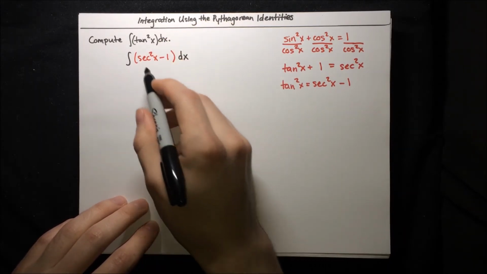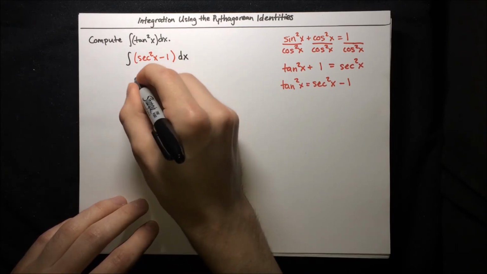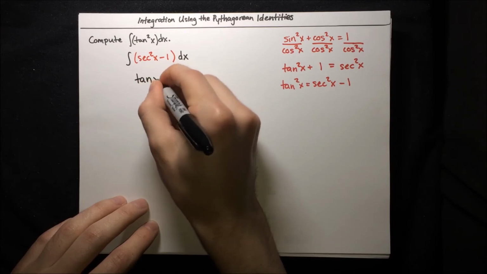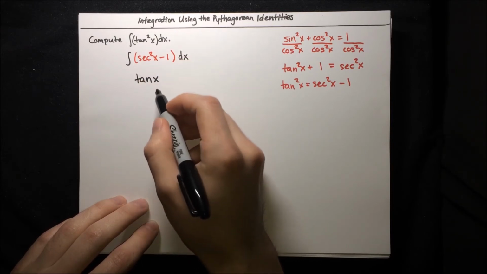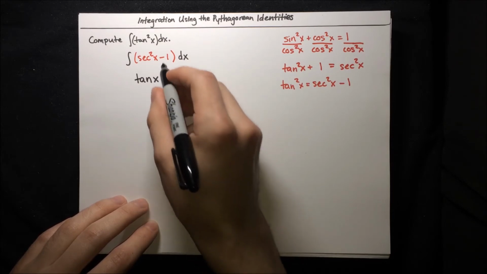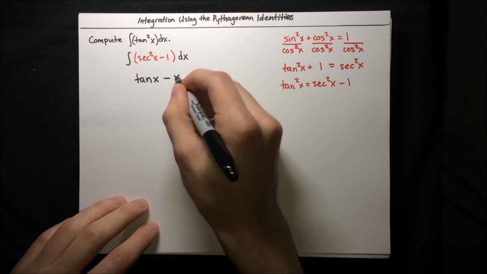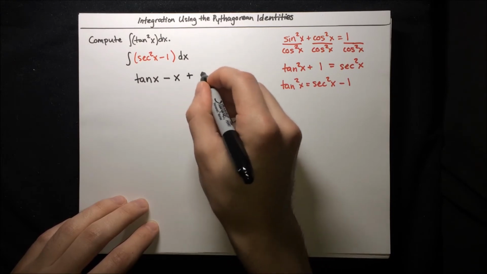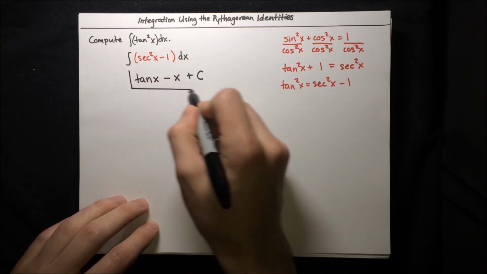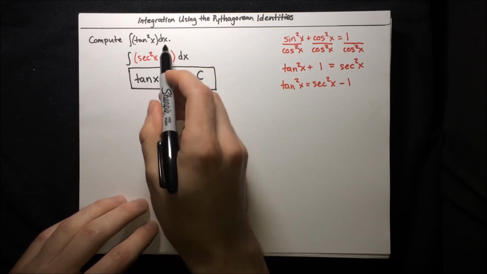And now let's go ahead and integrate. So first of all, the integral of secant squared, well, that's just tangent. The derivative of tangent is secant squared, so the integral of secant squared is tangent. And then the integral of 1 is just x, so tangent of x, then minus x. And then don't forget your constant of integration, plus c. And there you go. That's the integral of tangent squared x.